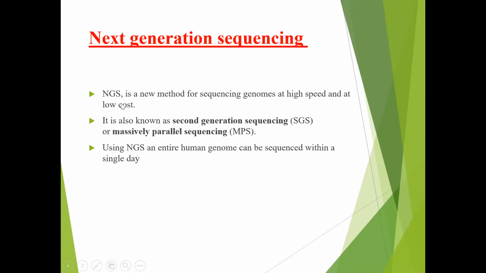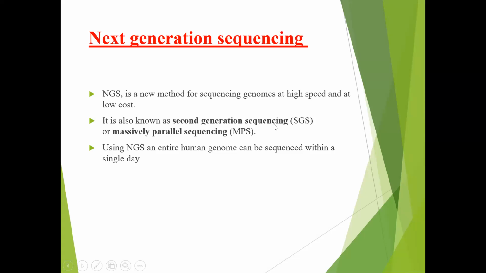This is shortly abbreviated as NGS, next generation sequencing. It's the new method for sequencing genome at very high speed and at low cost. So all the methods that are developed after automated DNA sequencing, they're all developed with the intention of producing the sequences at high speed and at low cost. This next generation sequencing is also known as second generation sequencing or massively parallel sequencing.